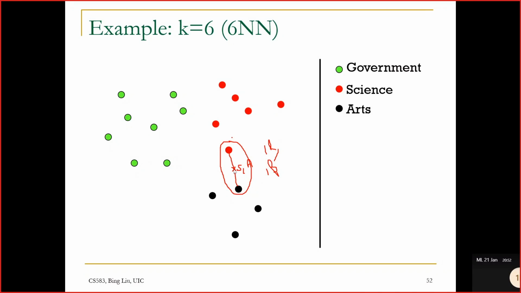But let me consider K equal to 3 instead of 2. At the same time you have to consider this one as well, and now instead of 1 black you have 2 black. So this point is going to fall under the arts category. So this is how you can control it. It is a pretty simple algorithm.